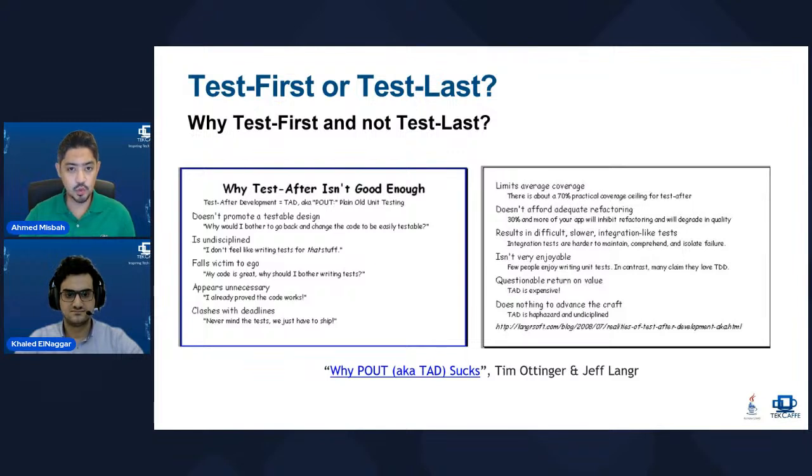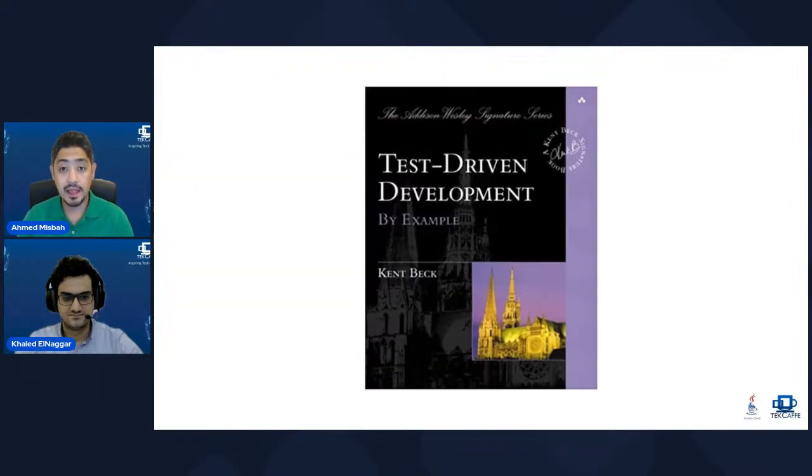And there are many, many reasons why you would want to not do test after development or test last development. And you can see here in the slides from an article written by Tim Ottinger and Jeff Langr, many, many reasons why not to go for test after development. So it's actually an anti-pattern. And if you go through the classic book, Test-Driven Development by Example by Kent Beck, you will see that one of the patterns of test-driven development is test first. So here, Kent Beck is emphasizing the fact that TDD is a test first approach. And if you do it test last, it's actually no good.